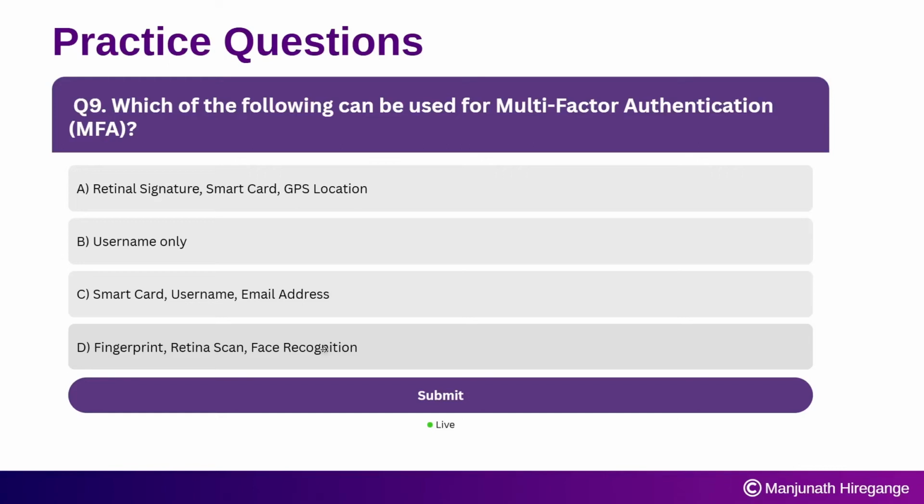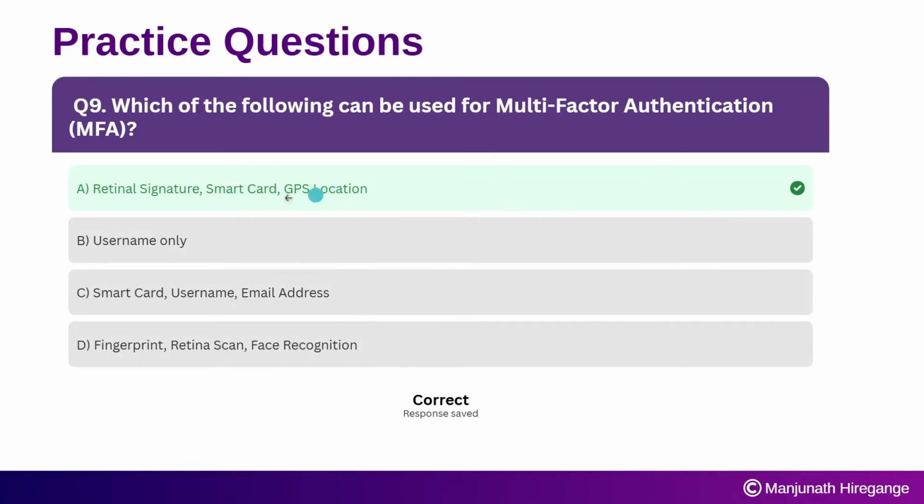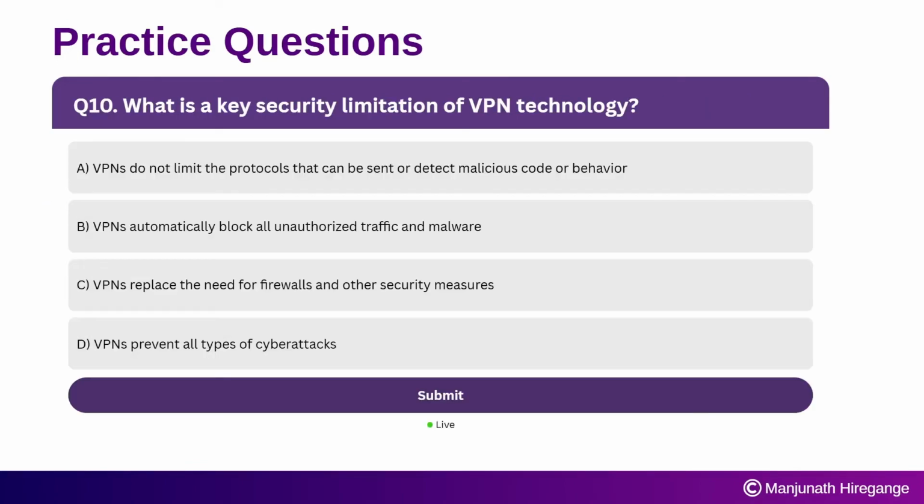So MFA requires at least two different categories. Hence the right answer is retinal signature, which is biometric. Smart card is your possession, and GPS location is a geographic factor. So the right answer is retinal signature, smart card, and GPS location.